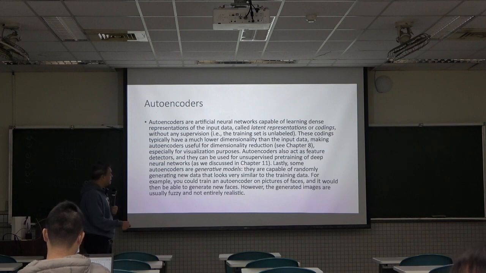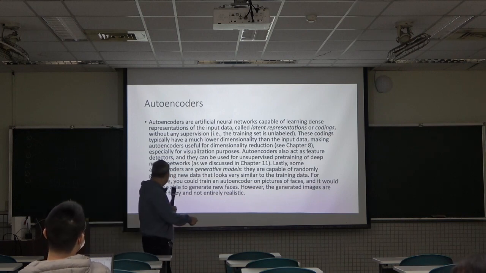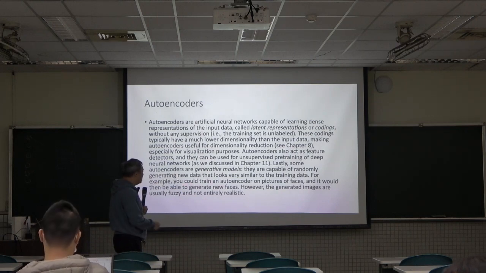Lastly, some autoencoders are generative models. What does it mean by generative model? They are capable of randomly generating new data that looks very similar to the training data. This is very interesting. For example, you could train an autoencoder on pictures of faces, and it will then be able to generate new faces that look just like real faces.